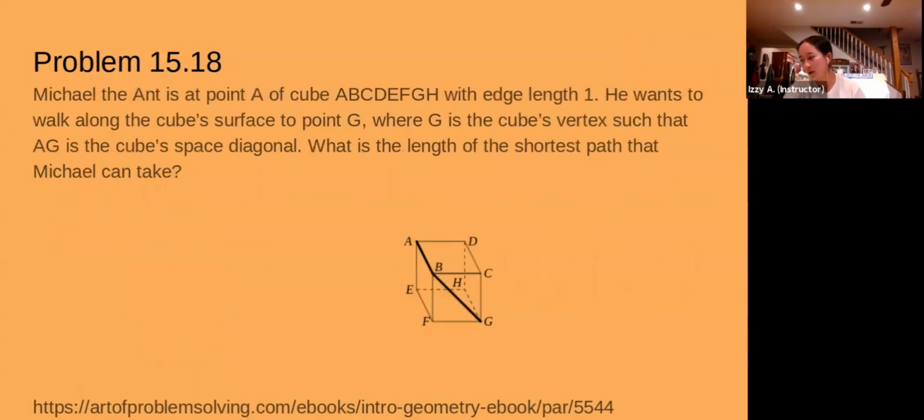Next, we have this problem. Michael the ant is at point A of cube ABCDEFGH with edge length 1. He wants to walk along the cube's surface to point G, where G is the cube's vertex such that AG is the cube's space diagonal. What is the length of the shortest path that Michael can take?